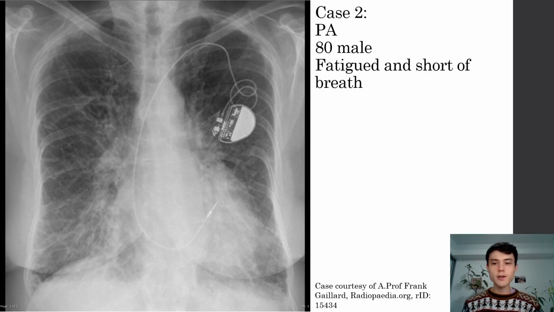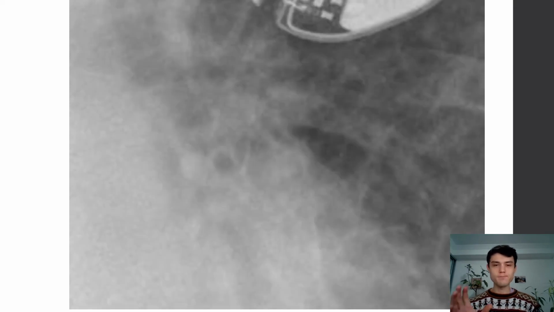There's also some peribronchial cuffing. So we see a cross-section of the bronchus, which is more prominent because it's been surrounded by fluid, which is opacification. So we see what's sometimes described as a donut sign, where there's an area of translucency in the bronchus surrounded by opacification, as we see in this zoomed up image over here.